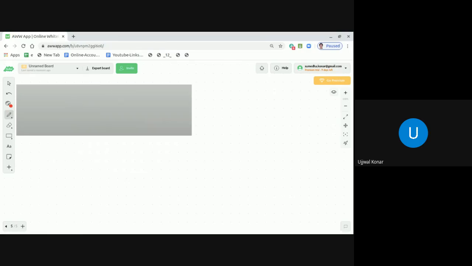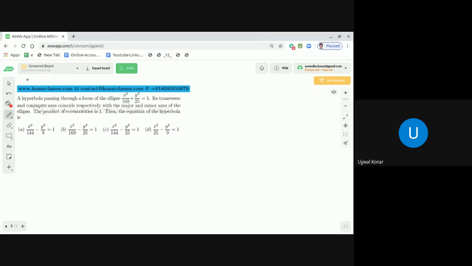So here is a question, dear students, that is question number 5. The question is that a hyperbola passing through a focus of the ellipse x square by 169 plus y square by 25 equal to 1. Its transverse and conjugate axes coincide respectively with the major and minor axis of the ellipse. The product of eccentricities is 1. Then what is the equation of the hyperbola?